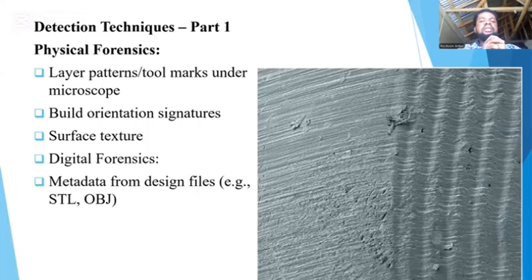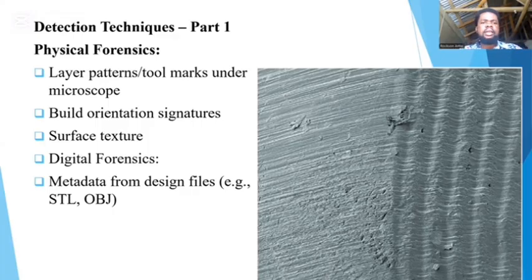Some detection techniques for these 3D printing counterfeits: we have the physical forensics, which deals with the use of a microscope to examine the layer patterns or the tool marks of these 3D printed counterfeits, and also examining the fill orientation signatures for these 3D printed materials, and also examining the surface texture, which is comparing and contrasting the surface texture of an original material and a counterfeit or duplicate printed material.